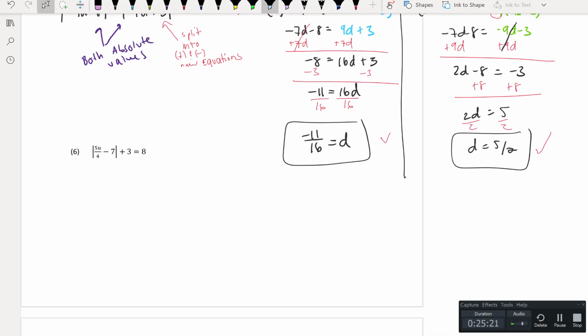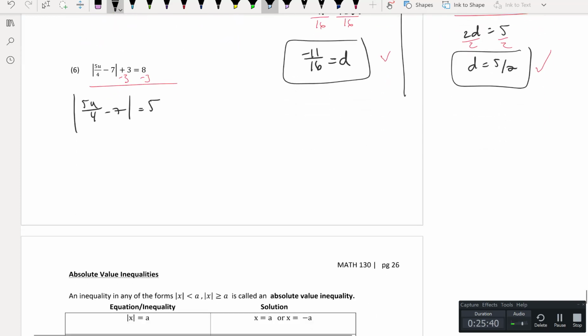And now for number 6, again, I want to isolate the absolute value, so I'm going to subtract 3 from both sides. So that 5u over 4 minus 7 is equal to 8 minus 3, which is going to equal a positive 5. So when I split this into the positive and negative values, for part A, I have 5u over 4 minus 7 is equal to that positive 5 value.